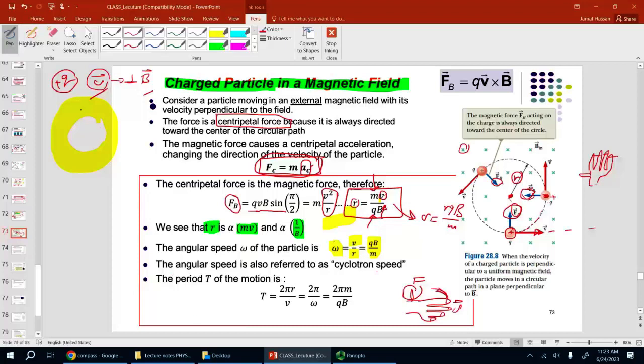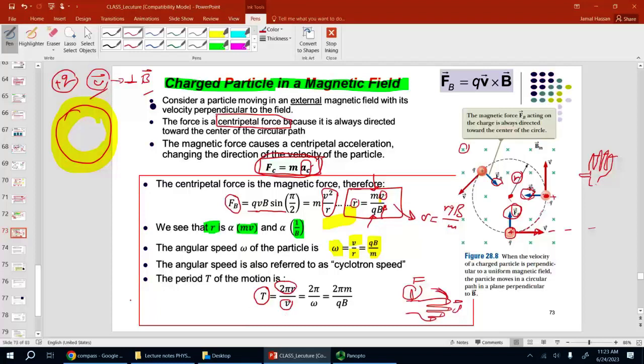Okay. Again, as I mentioned, when you have something moving around, you could talk about omega, and you could talk about a period, the time required for one oscillation, one movement around the circle, which is equal to 2 pi r divided by v.